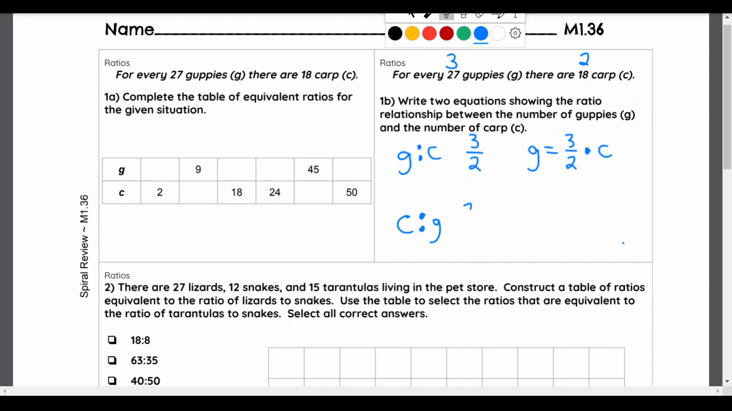Carp to guppies, 2/3. The carp are 2/3 of the guppies. We aren't using these equations much right now on these reviews, but later on they come in handy. So right now the goal is just to be able to write them.